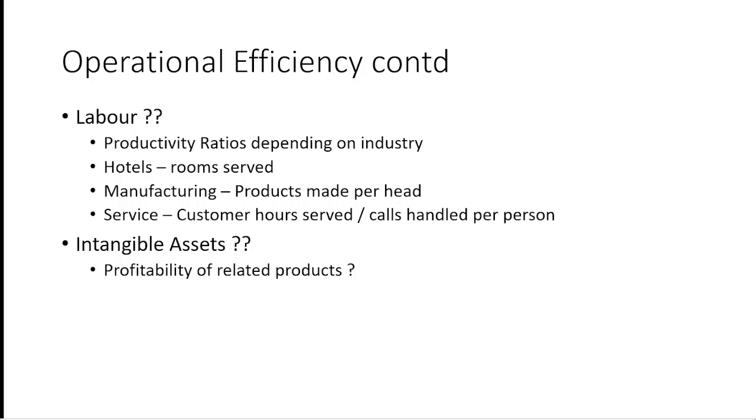There may be many more. You can put into comments or you can put into the chat box here or in the Q&A. What are the other things that you think should be included in understanding company efficiency or operations apart from what we have discussed financially and non-financially?